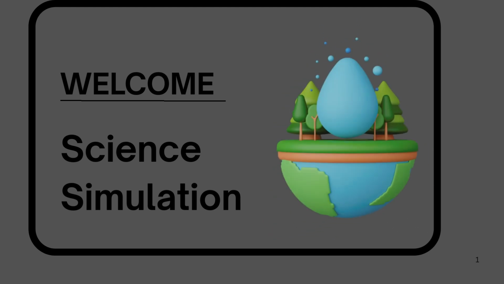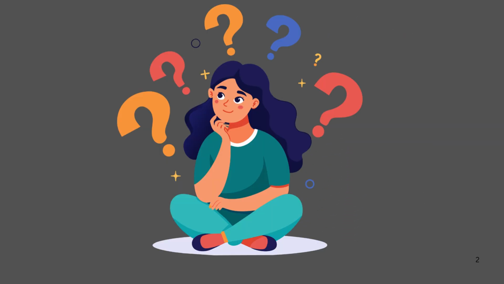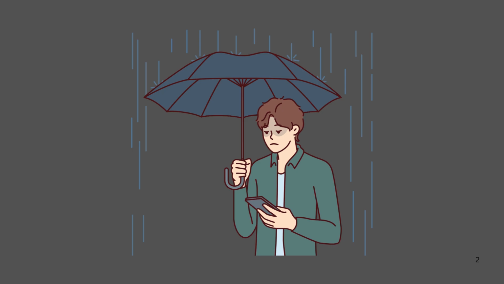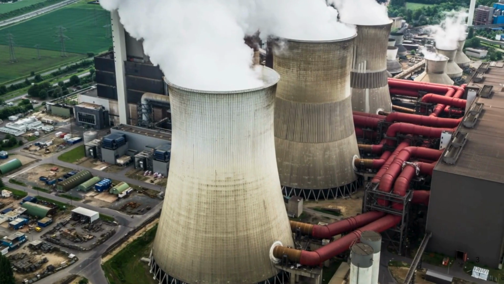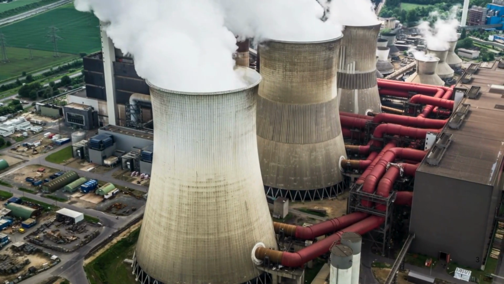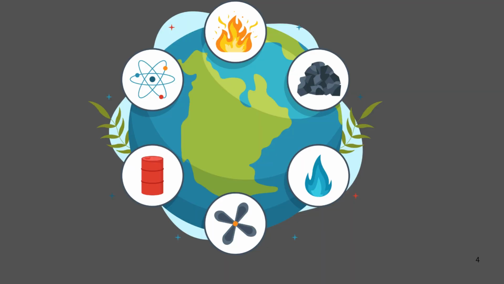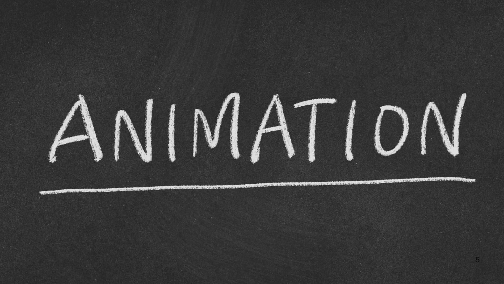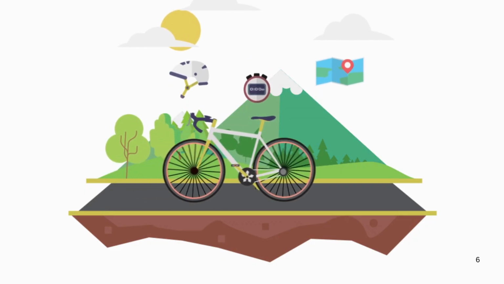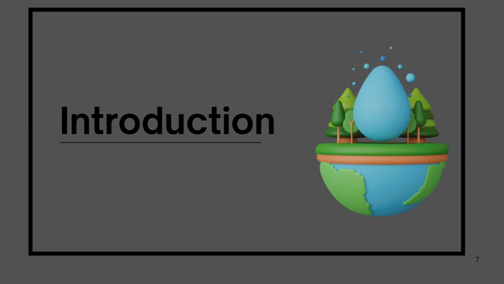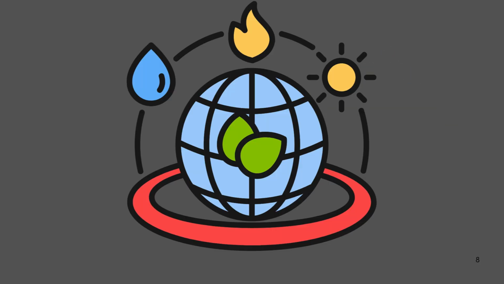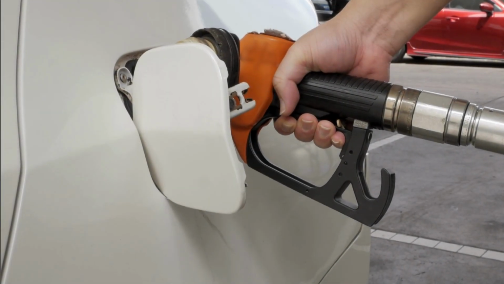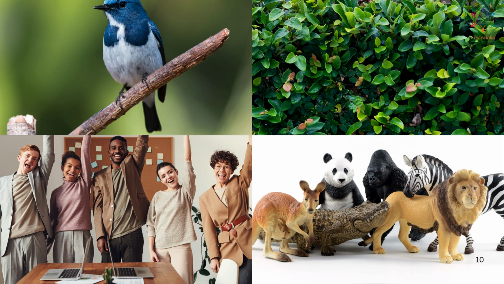Science simulation videos. Have you ever thought about where the rain comes from? How plants breathe, or what happens when we use up all our fuel? Today, let's explore the amazing world of natural resources through beautiful animations and learn how nature works like a big cycle. Introduction: Natural resources. Natural resources like water, air, and fuels help all living things to survive.